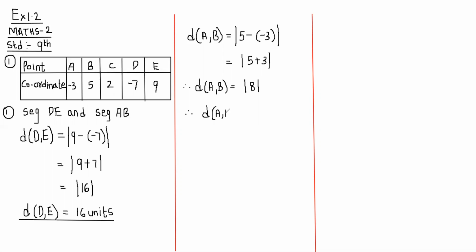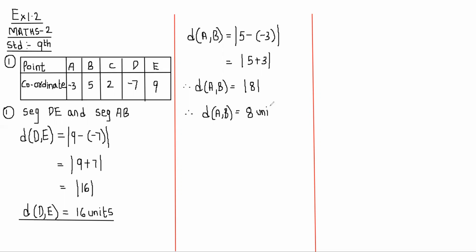Absolute value helps us to convert the negative number into positive. Suppose we get absolute value of -8, so what is the actual value of it? Absolute value of -8, we can write it as +8. So absolute value helps us to remove the minus sign. So here it is 8 units.